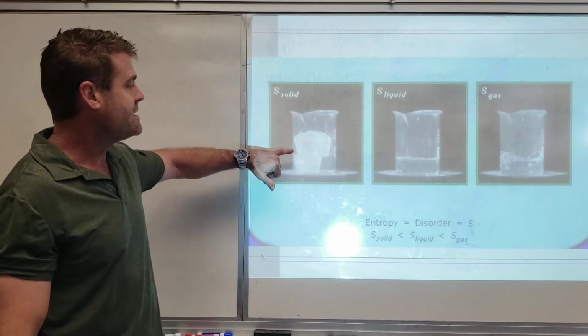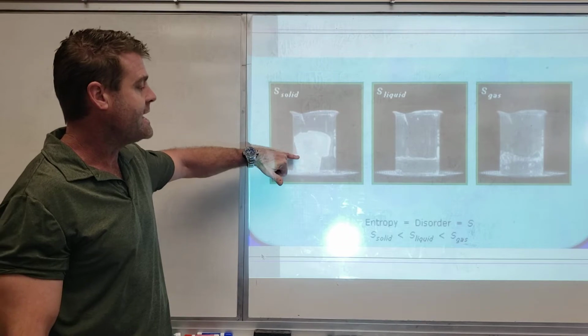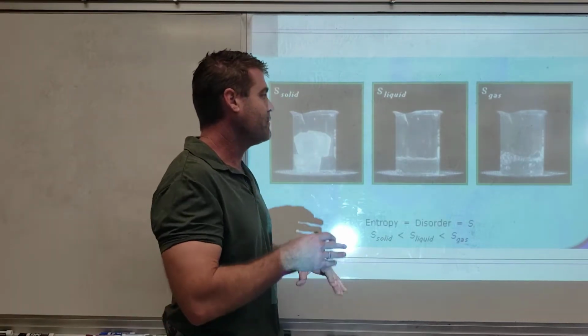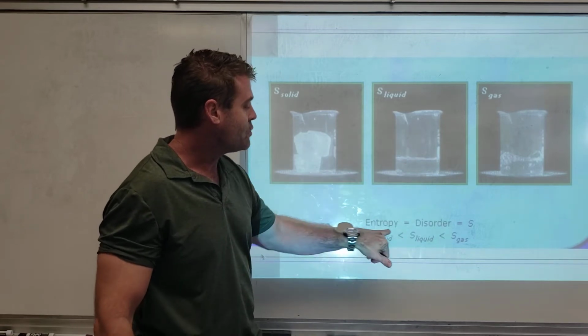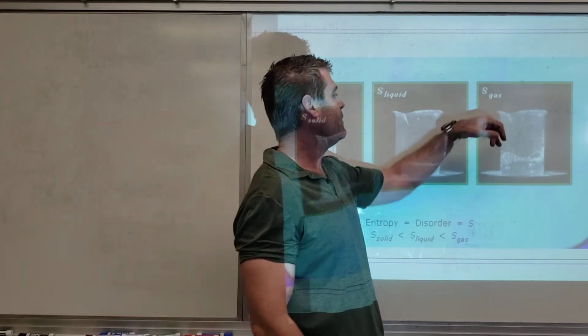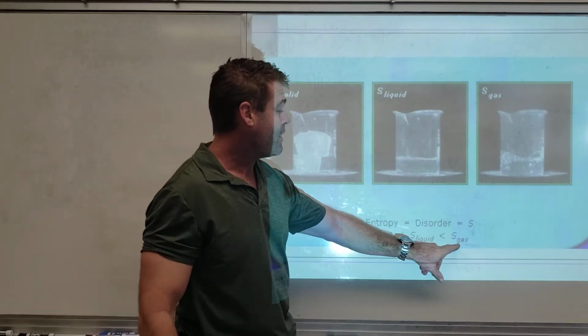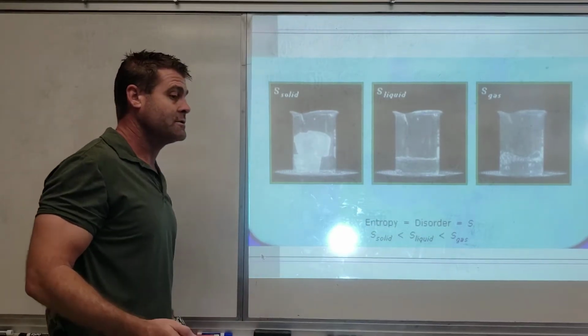You would agree in the solid state, the water molecules are pretty organized. It has a low entropy value. When it melts and becomes a liquid, now the molecules are free to move about each other. The entropy is greater than that of the solid. And then when you finally evaporate it, the molecules can move freely. That would have a higher entropy value than the corresponding liquid.